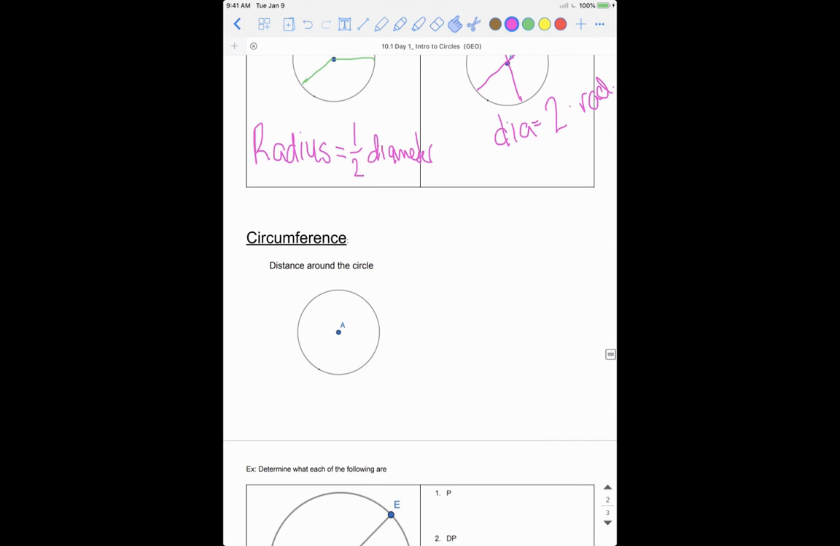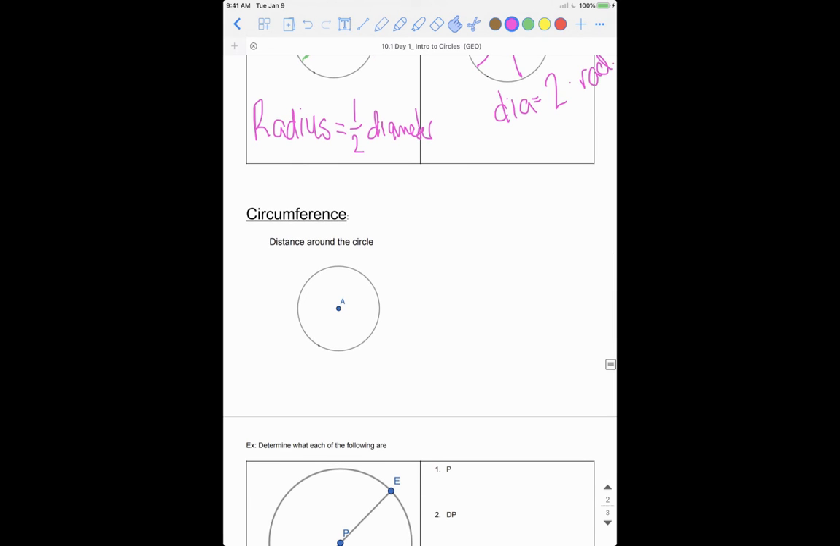Next, we're going to move on. I guess the last thing we're going to talk about today is our circumference. So our circumference is the distance around the circle. So if we look at this circle here, our circumference is how far it takes us to go all the way around our circle and get back to our starting point.